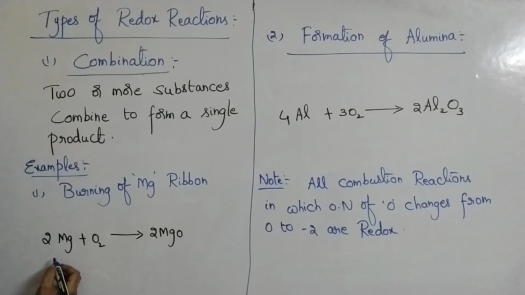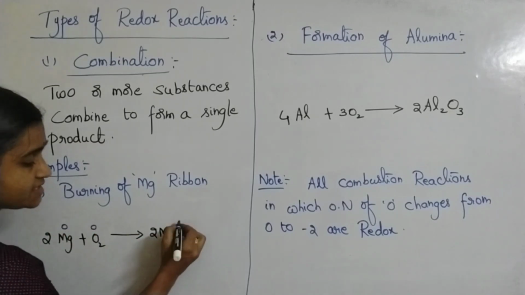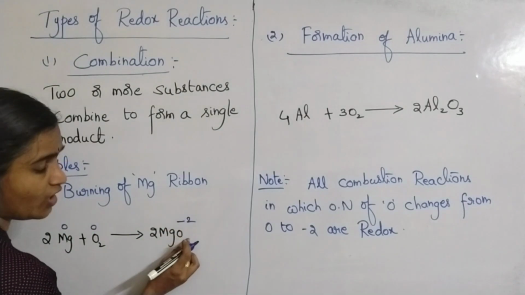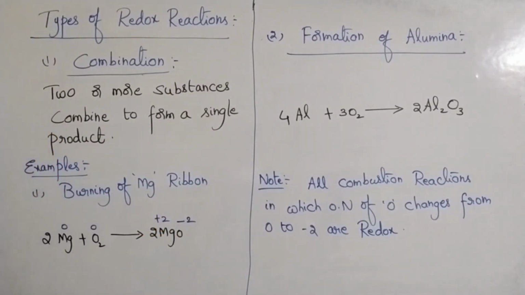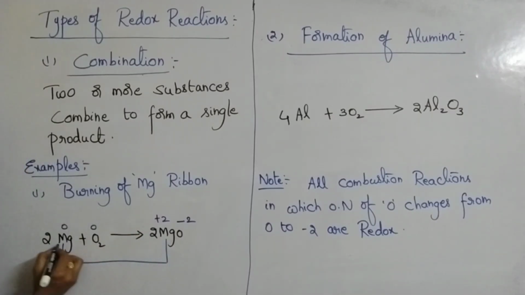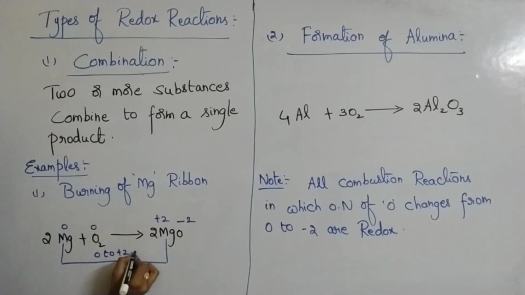Now is it redox or not? How to identify? We need to assign oxidation numbers. So magnesium is in elemental form, so 0. Oxygen also is in elemental form, so it is 0. Oxygen's oxidation number in normal oxides is -2, and magnesium is a second A group element, so +2. So now if you compare the change in oxidation number, magnesium's oxidation number changed from 0 to +2, which means oxidation. Increase in oxidation number is there, so it is oxidation.